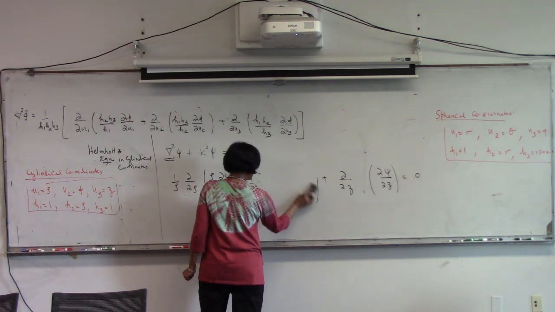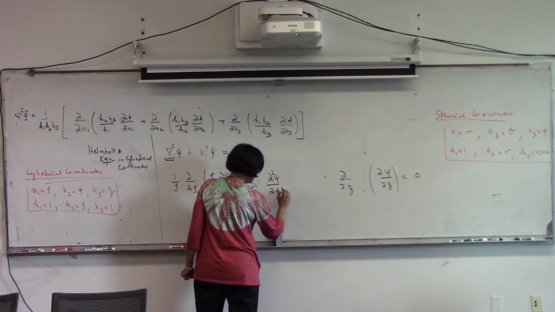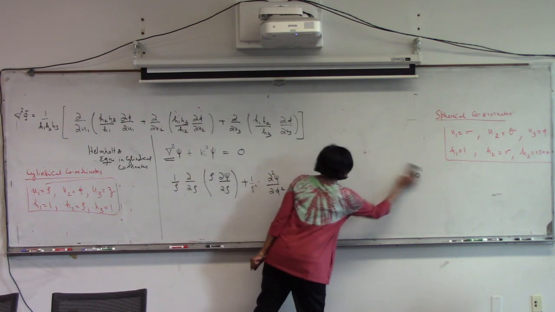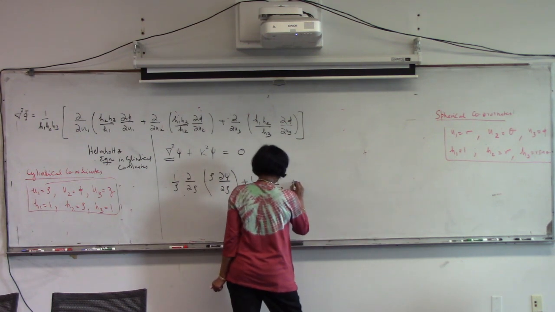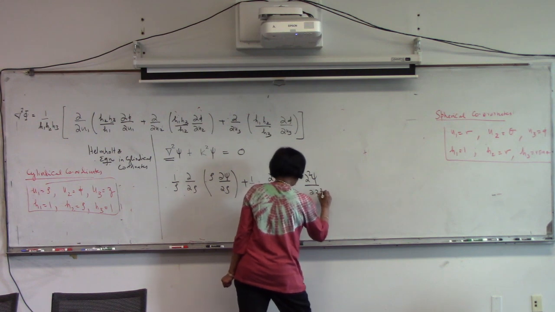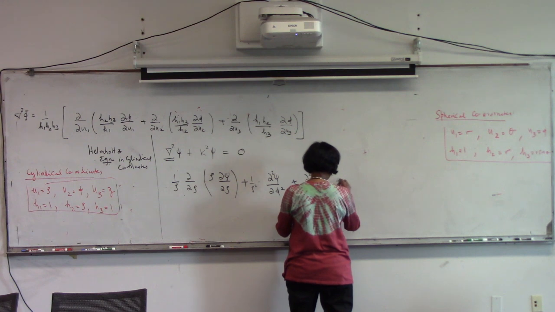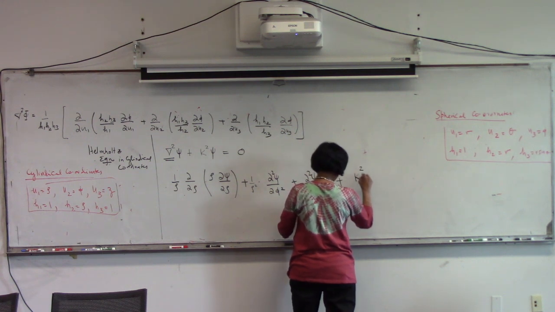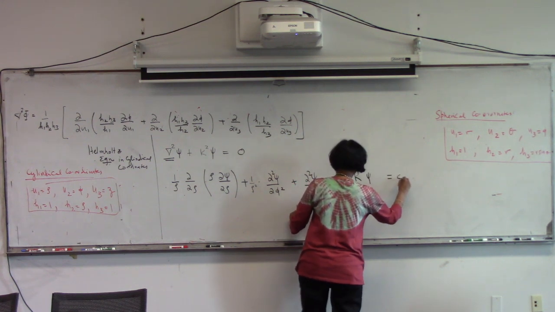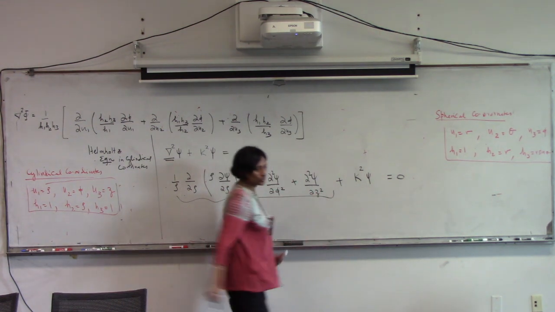So I can write this as the second partial of psi with respect to phi, and this now I can write as the second partial of psi with respect to z. Okay, this is all the del square. Don't forget my k square term, I'll be in trouble otherwise. So this whole thing is del square, plus k square psi.